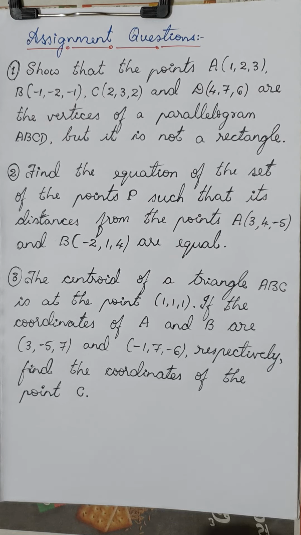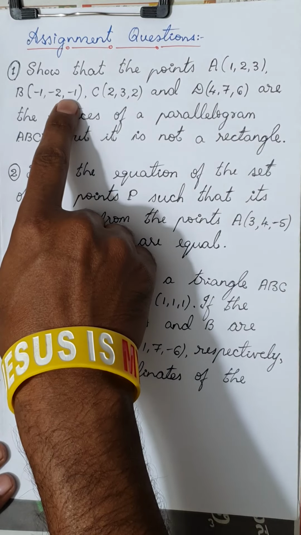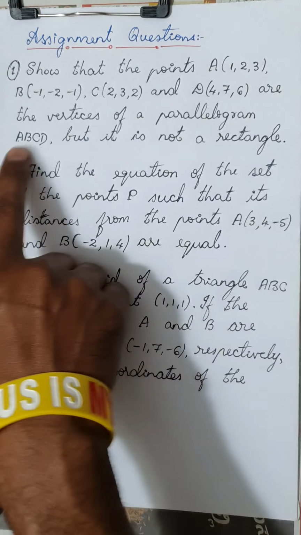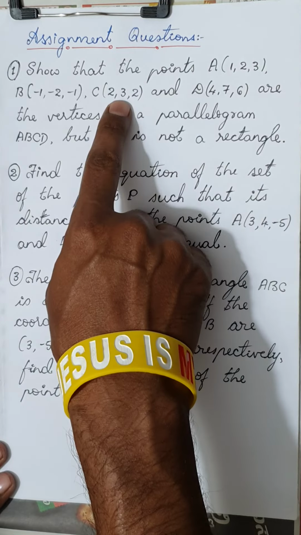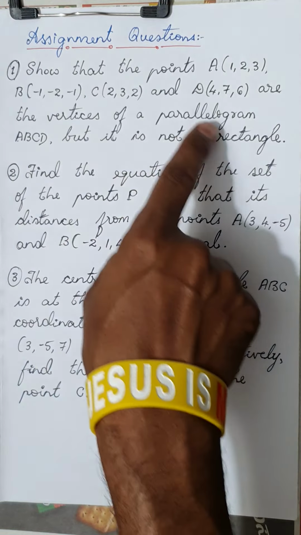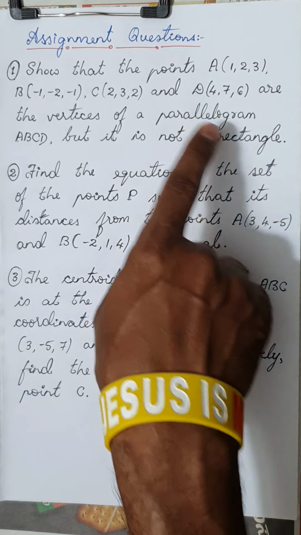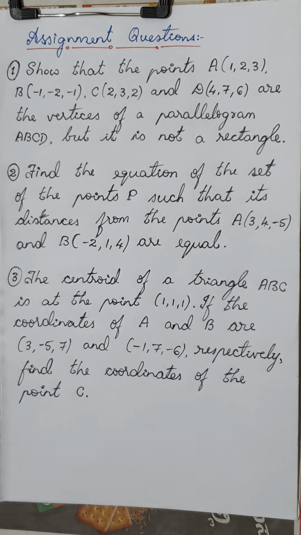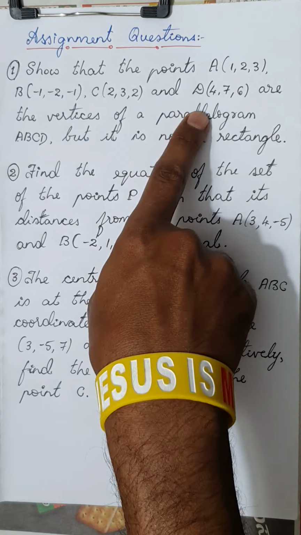So dear students, here are the 3 questions for your homework. Kindly note it down. Show that the points A(1, 2, 3), B(-1, -2, -1), C(2, 3, 2) and D(4, 7, 6) are the vertices of a parallelogram ABCD, but it is not a rectangle. Using the distance formula, find BC, CD, AD and the diagonals. Depending upon the characteristics of a rectangle and parallelogram, you will know. Opposite sides are equal in a parallelogram, and the lengths of diagonals are equal in a rectangle. You have to check whether it happens here. The only difference is the length of diagonals in parallelogram and rectangle.